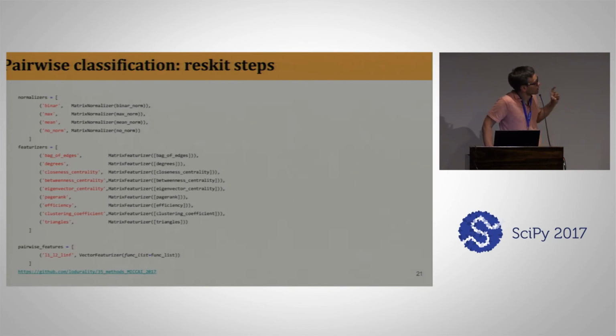We didn't calculate it on one machine. We used a computing cluster. So we wrote a script which downloaded the data. On a specific set of connectomes, we performed normalizations. We performed featurizing, so making features from matrices, and we also constructed pairwise features.